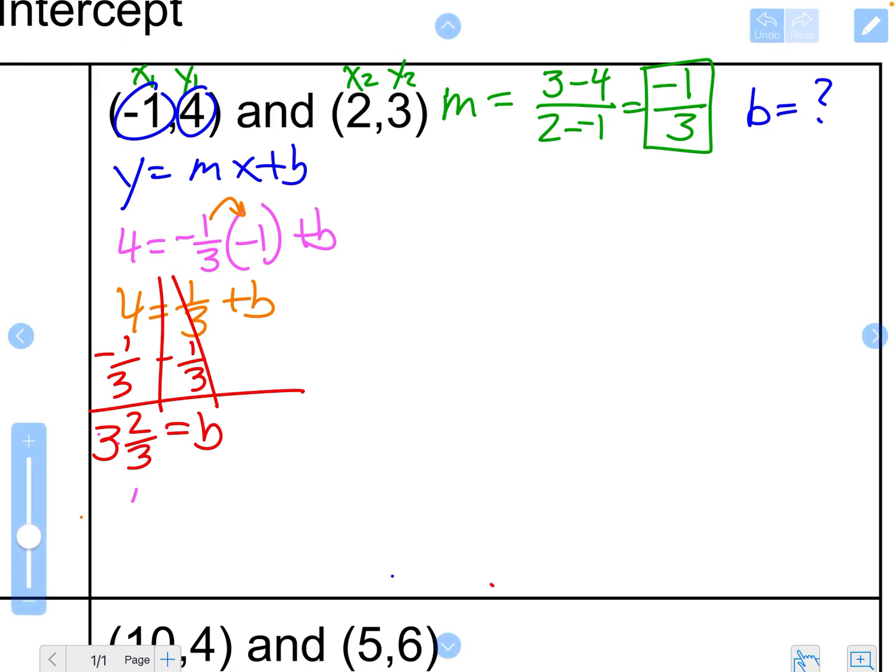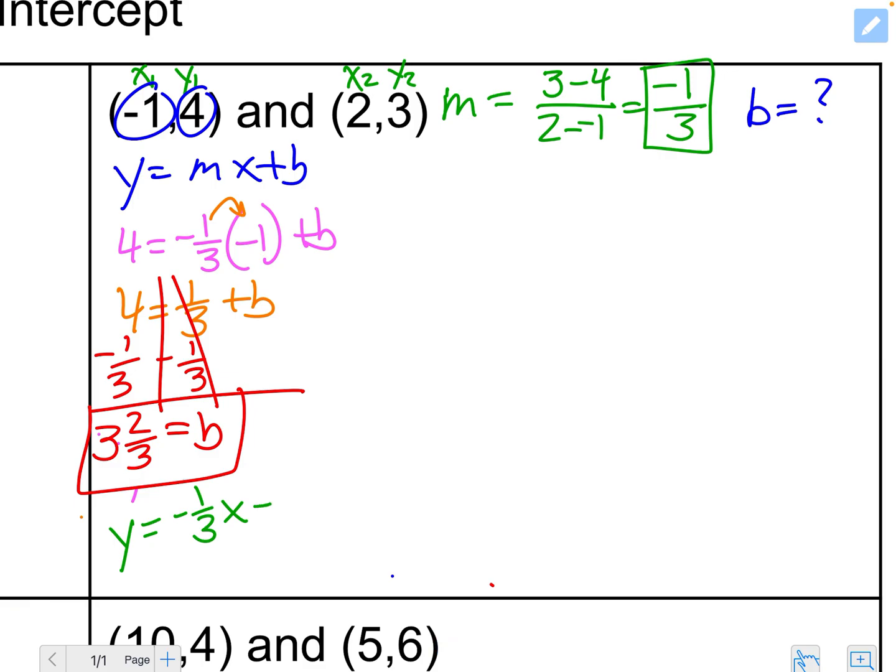And again, you can plug this into Desmos if you're unsure, or you can also write it as a decimal. And when we write this in an equation, it's y equals a negative 1/3 x plus 3 2/3.